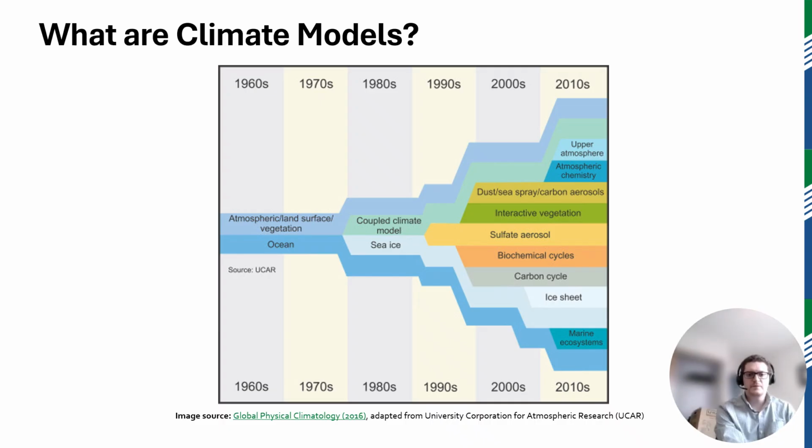As you can see from the figure below, climate models have evolved quite a bit since they first started in the 1960s. By the 2010s, our climate models are able to represent many more components of the Earth system, including upper atmosphere, atmospheric chemistry, and everything down to marine ecosystems.